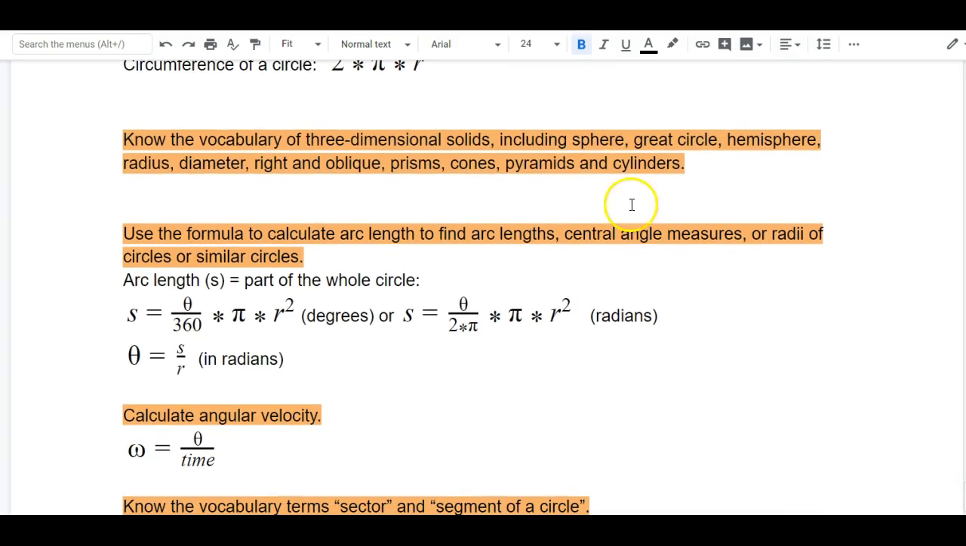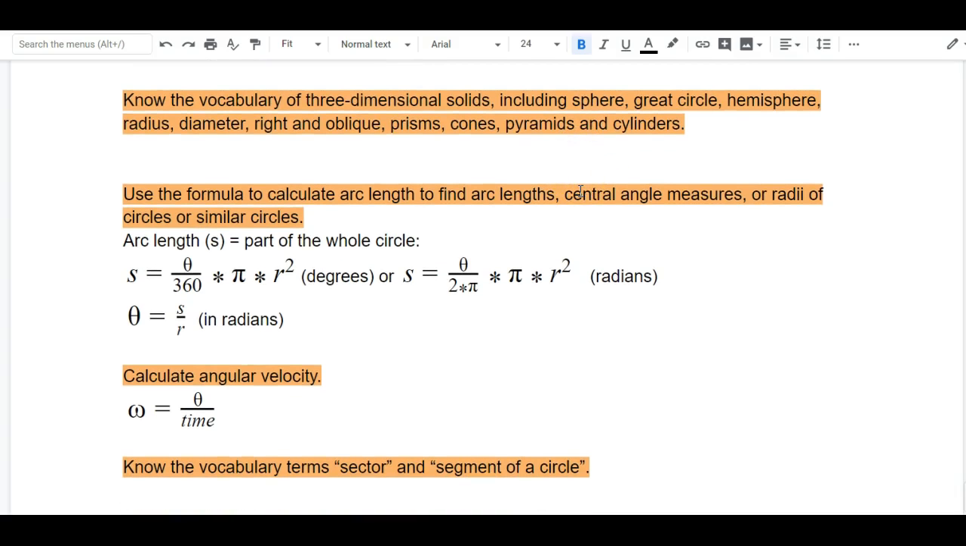Let's see. We're going to come back to the vocabulary. We've covered vocabulary, and I don't know that we're going to write the definitions in here, but if you're not solid on all of the shapes and these terms, the great circle, the hemisphere, the radius, the diameter, what right and oblique mean, what prisms, cones, pyramids, and cylinders are, you could put definitions in here, but I don't think you absolutely need to do that.